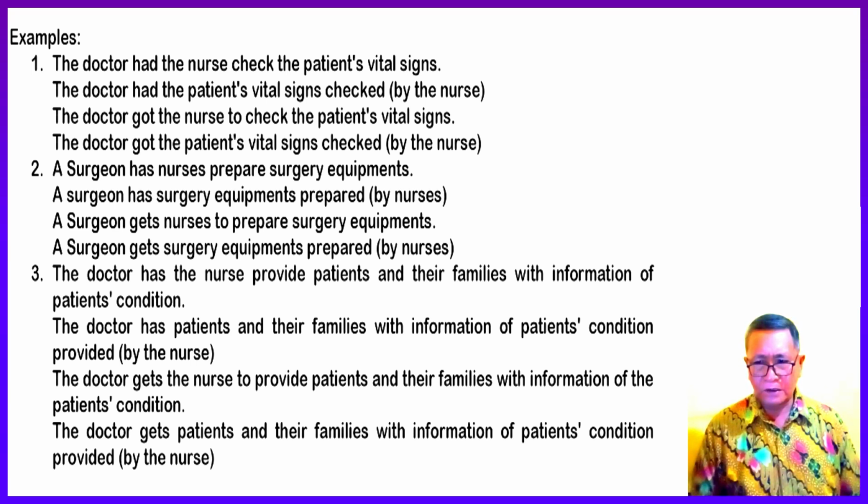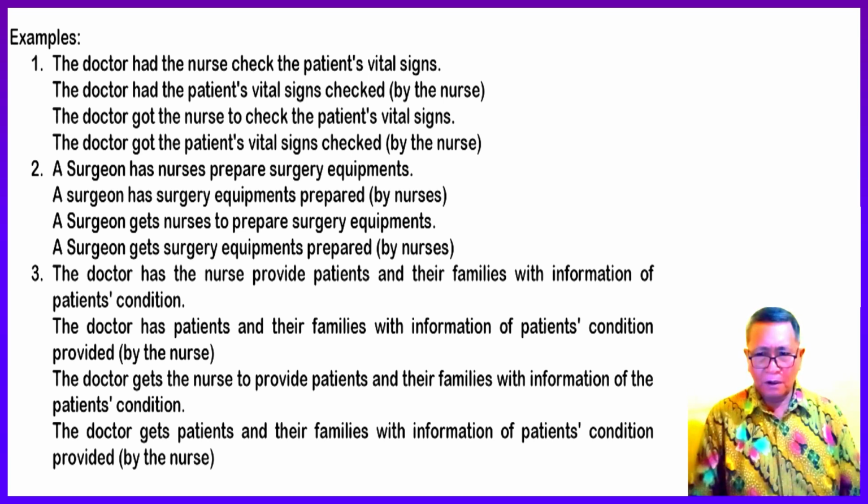Number two. A surgeon has nurses prepare surgery equipment. A surgeon has surgery equipment prepared by nurses. A surgeon gets nurses to prepare surgery equipment. A surgeon gets surgery equipment prepared by nurses. This also consists of four causative verbs of have or get in active and passive construction.